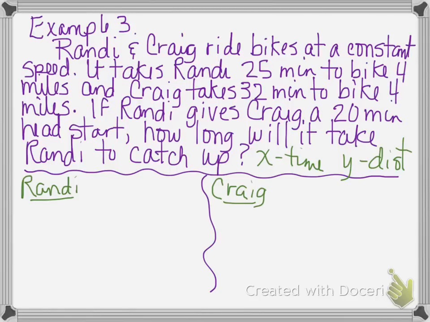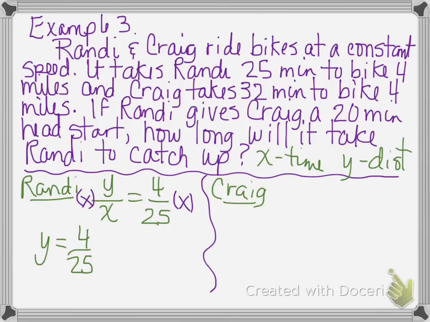Remember, we have a constant rate. So we can say that y over x is equal to 4 over 25. He goes 4 miles in 25 minutes, and that ratio is always going to be the same. So when Randy goes y miles in x minutes, we have this equation. Multiplying both sides of that by x, I get a new equation that says that y is equal to 4/25 times x. So the distance equals the rate times the time. Distance equals rate times time, and that's another way to think of that equation.